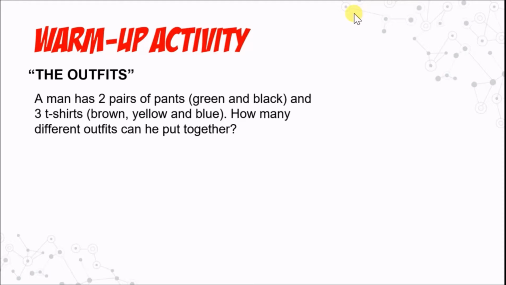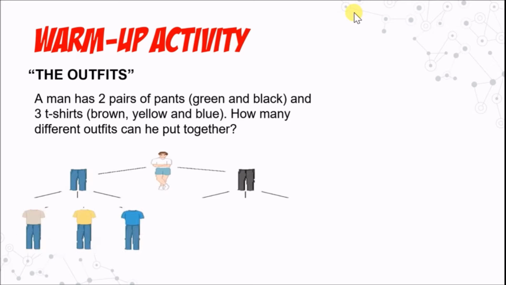The outfits. A man has 2 pairs of pants. These are the green and the black, and 3 t-shirts which are brown, yellow, and blue. How many different outfits can he put together? Let us use a diagram to figure this out. This is the man with his 2 pairs of pants. And each pair of pants can be matched with 3 different t-shirts.